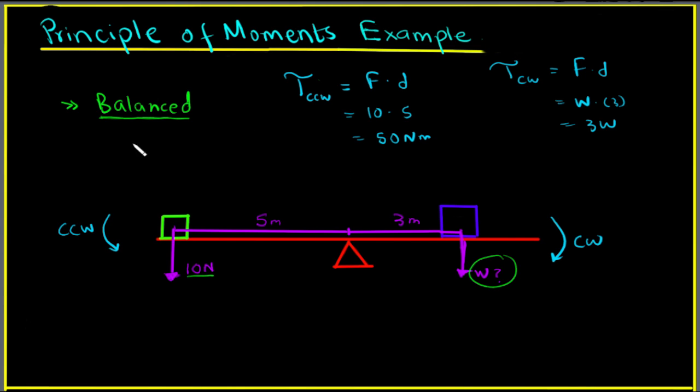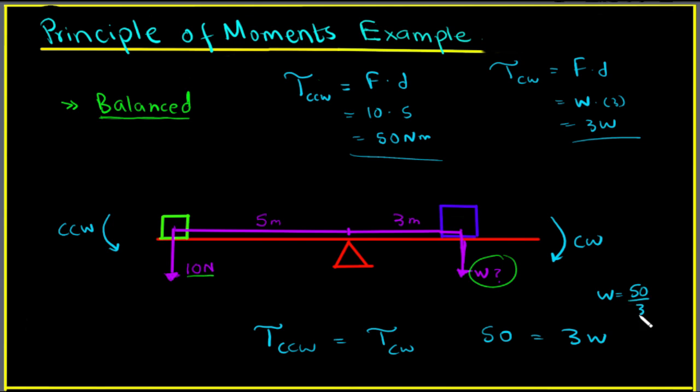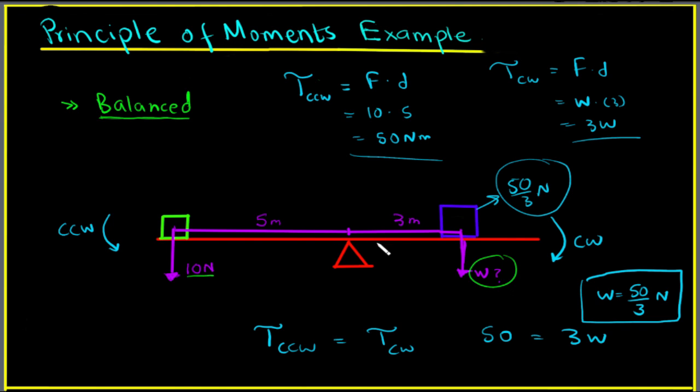And now that we know the system is balanced, the principle of moments says that the torque in the counterclockwise direction should be equal to the sum of the torques in the clockwise direction. And now we have the values, so we can just equate them together, which would be 50 equal to 3W, and then W would be equal to 50 by 3 newtons, right? So it would be around 12.66 if you convert that to a decimal value, but this would also do. So the weight of this box needs to be 50 by 3 newtons in order to keep the seesaw in a balanced state.